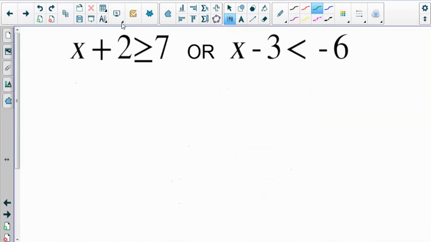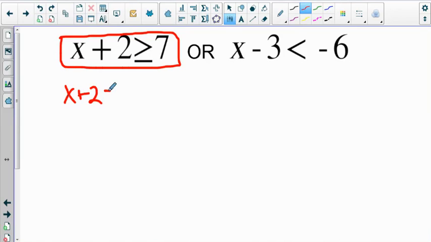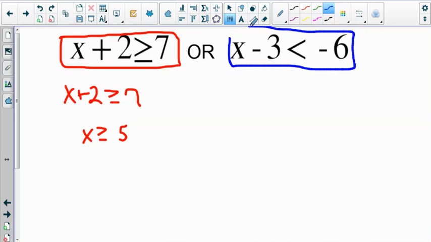Let's look at the next one. This one's already set up as an or, which is really nice. So I don't really need to block it out, but I'm going to go ahead and do it anyway, just to prove my point to myself. Okay, x plus 2 is greater than or equal to 7. Take 2 away from both sides. X is greater than or equal to 5. Took 7 minus 2. Okay, and then on the right side, it's nice when they're or because they're already split up for you. I've got x minus 3 is less than negative 6. Add 3 to both sides. Well, 3 to the right of negative 6 on the number line is also negative 3. So I've got x is less than negative 3.